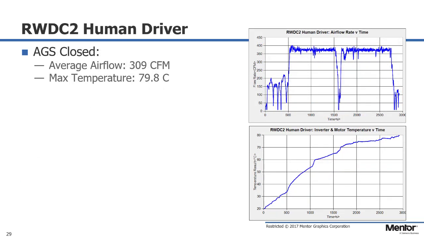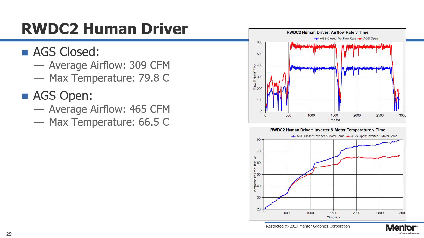So if we look at real-world drive cycle 2, this becomes a little bit more interesting. We'll start specifically with the human driver, again with the AGS closed. If we run this analysis, we'll see that we get a max temperature of 79.8 degrees, so almost 80 degrees, far higher than the 60 degrees C limit we set. In terms of the airflow rate, we ended up with an average of about 309 CFM, with our peak flow rate close to 400 CFM, and during the highway portion, really sitting about 375 cubic feet per minute.